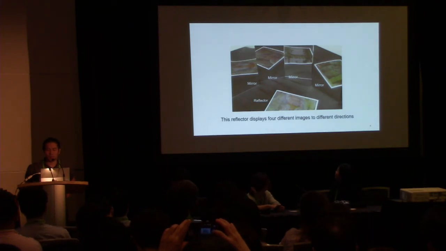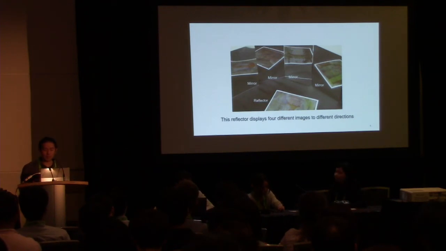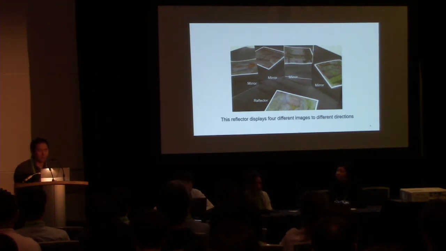This photo shows our reflector. We put four mirrors at different angles and put the reflector at the center. All the mirrors show different images. That means the reflector displays four different images in different directions. My presentation introduces how to fabricate this kind of reflector.